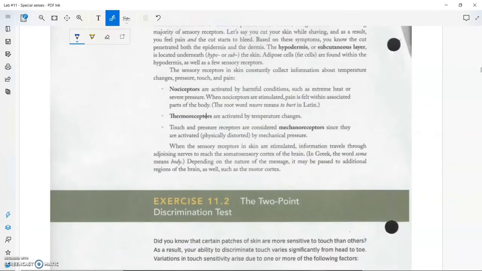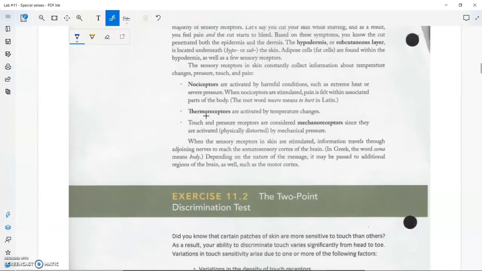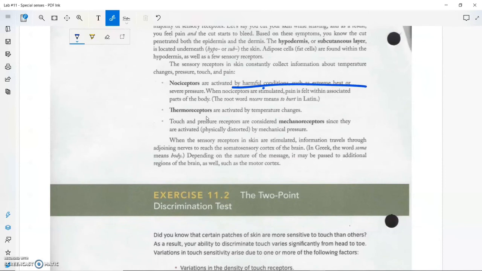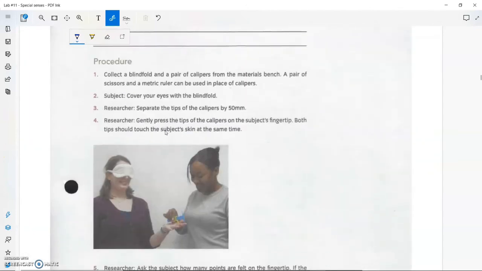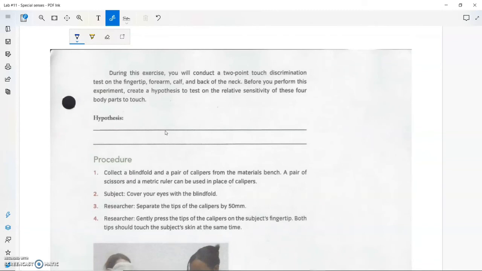The types of receptors that can be found in your skin are nociceptors, activated by pain; thermoreceptors, activated by temperature, so you can sense warm and cold; and mechanoreceptors that sense pressure, vibration, touch, and stuff like that. In this exercise, which is pretty interesting, called the 2-point discrimination test, we'll get back to that picture, but basically what we try to see is where the density of the receptors is highest.